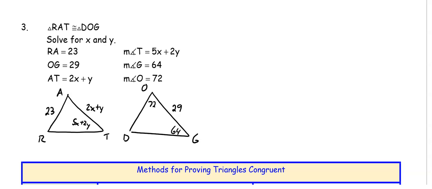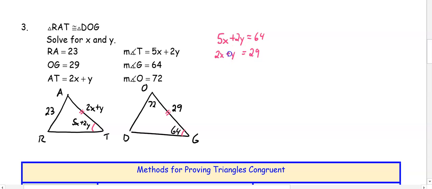If we are looking for an equation to set up, I want a corresponding angle or corresponding side that can be congruent to each other. So angle T and angle G are both angles, so they are going to be congruent. They're both the third letter of each name. So 5x plus 2y is going to equal 64. Then we have AT, which is the second and third letter, and OG, which is the second and third letter, that match up. So we would have 2x plus y is equal to 29.